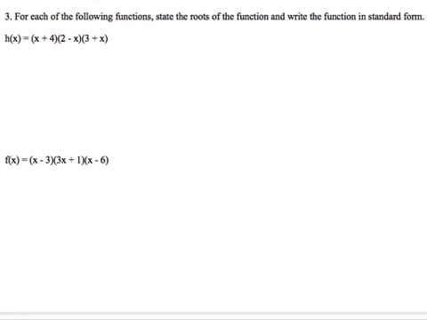So for each of these functions, we need to state the roots and then expand to write the function in standard form. Now the roots are the x values that let the function equal 0. And we can get that by taking each factor and figuring out what value of x makes it 0. So in our first factor, we can see that the root is x equal to negative 4. Our second root will be x equal to 2. And our third root is x equal to negative 3.